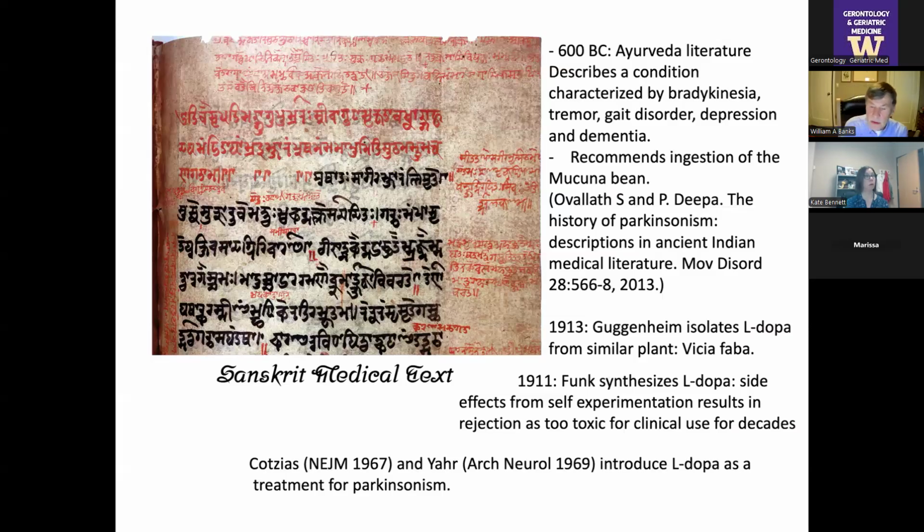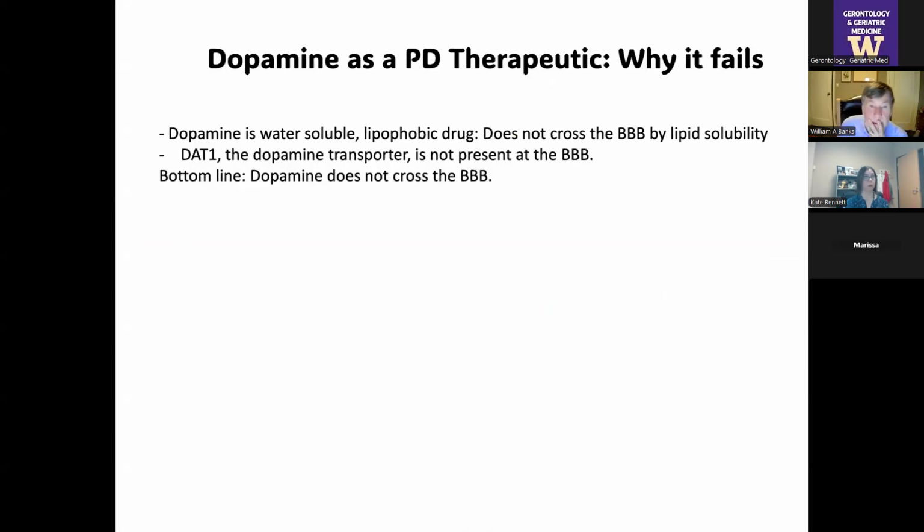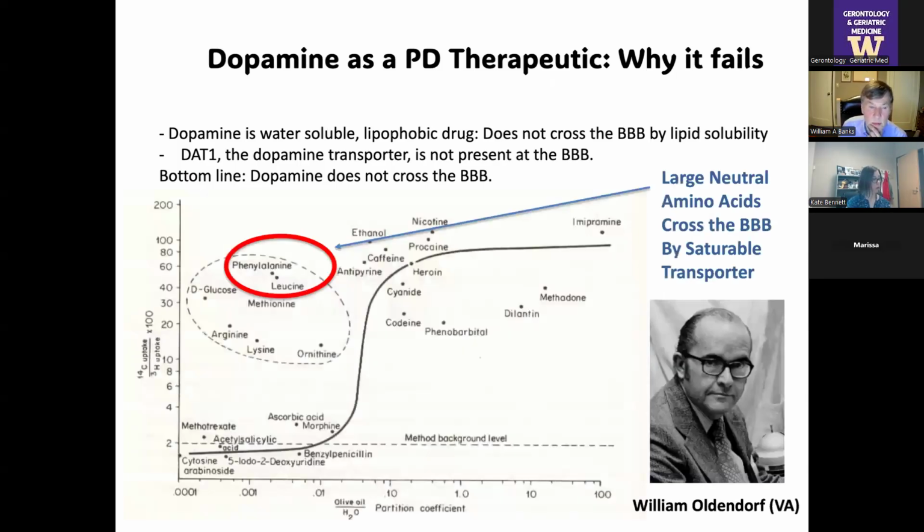And this stopped the use of L-Dopa for decades until Cotzias and Yahr in '69 and '67 reintroduced L-Dopa for the treatment of Parkinson's. And so how does this work? Because how do you treat Parkinson's? Dopamine is very water soluble, doesn't cross the blood-brain barrier by that mechanism. The dopamine transporter isn't in the blood-brain barrier, so you can't use dopamine to treat Parkinson's for this reason. It doesn't get into the brain.